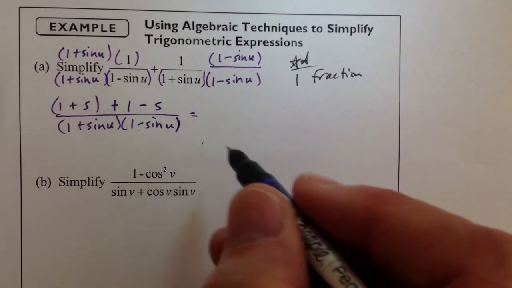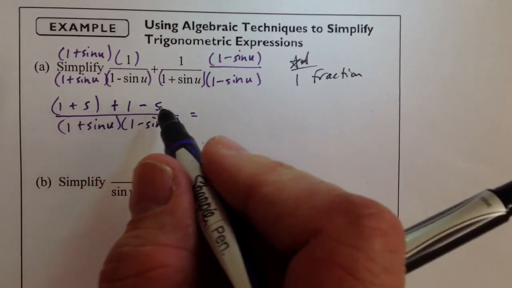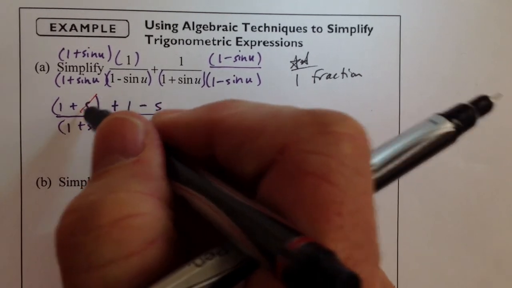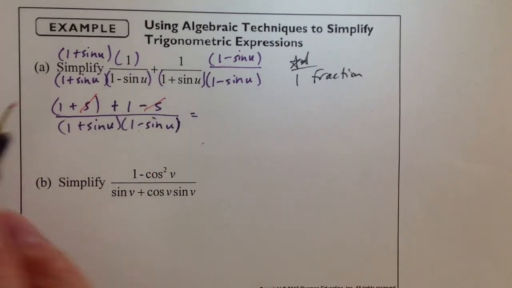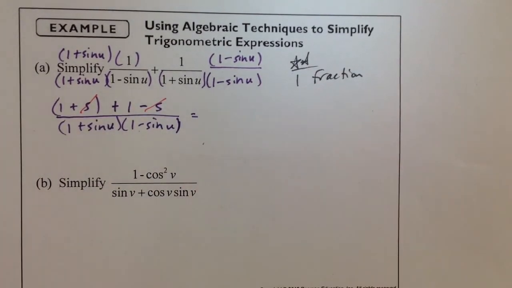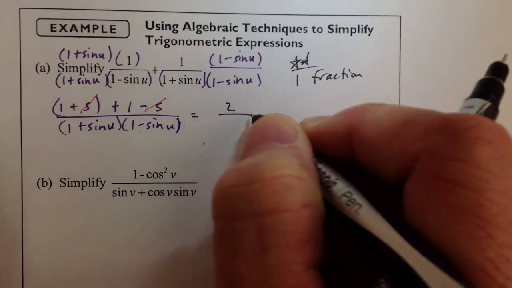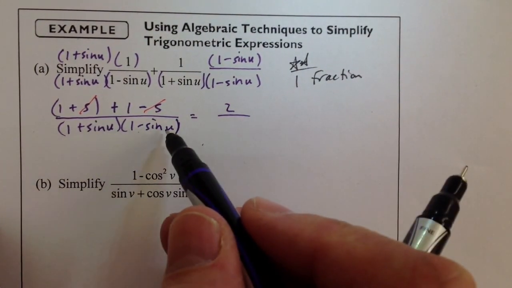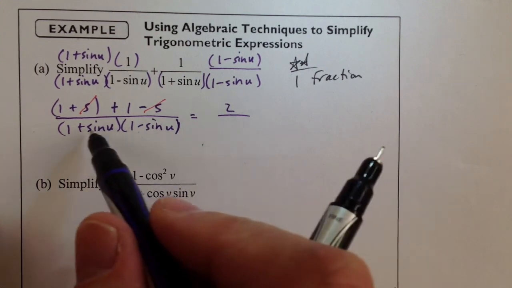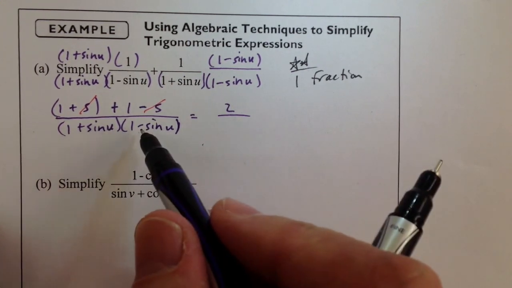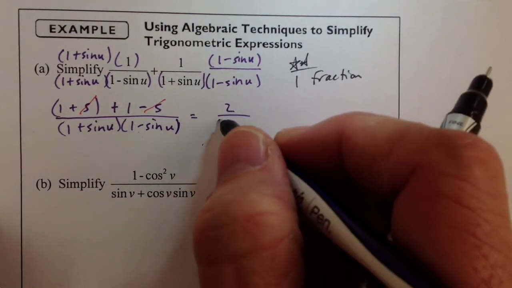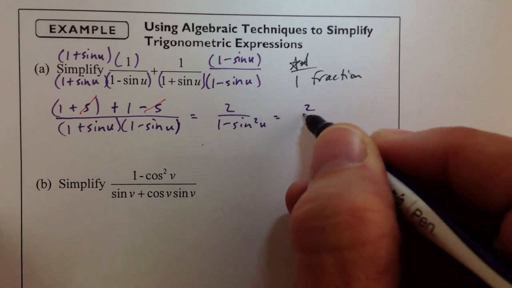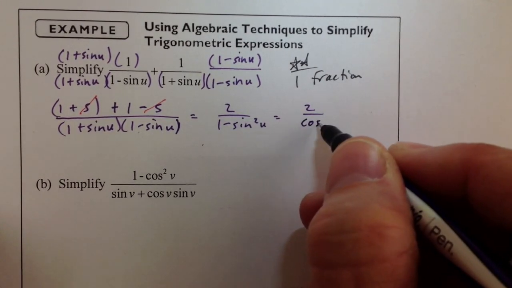Okay, and then you can see that the sine minus sine in the numerator are going to cancel, and we get 1 plus 1, so we get 2 in the numerator. And then in the denominator we have 1 plus sine times 1 minus sine. Well, when you multiply these two together, you get 1 minus sine squared. And we know, like I said, 1 minus sine squared is cosine squared.